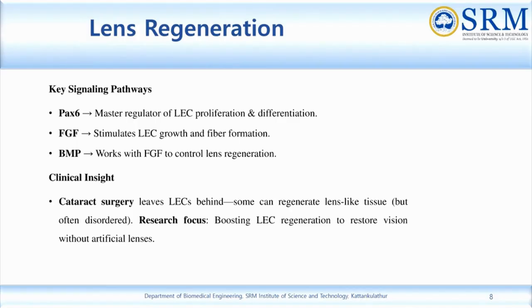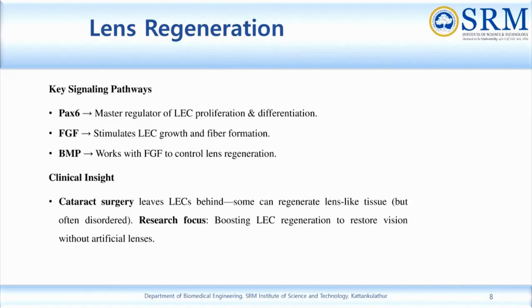Next is the BMP, or the bone morphogenetic protein. This works along with the FGF to control the lens regeneration. What it does is modulate the FGF activity, fine tune the differentiation pace, prevent the premature maturation, and maintain the LEC progenitor pool in general. So this is the function of the bone morphogenetic protein.